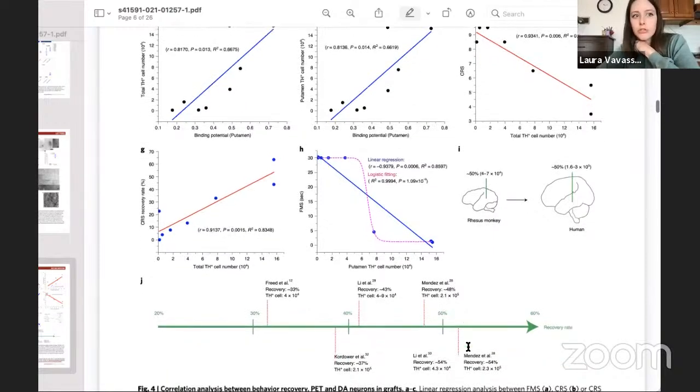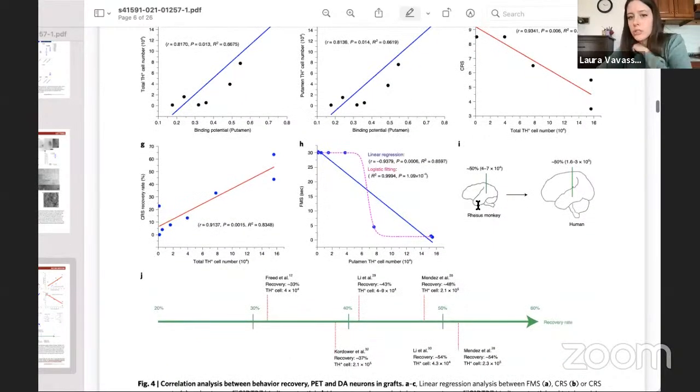The authors also propose a kind of model in which they estimate the number of cells that need to be grafted within the monkey. And therefore, given the ratio between the brain of the monkey and the human, they try to see the number of cells which should be grafted in humans in order to have an improvement of the performance, which stays around 50%, as it is seen from this study.